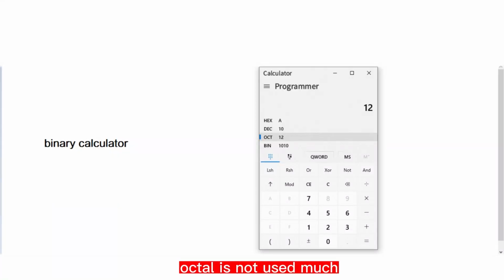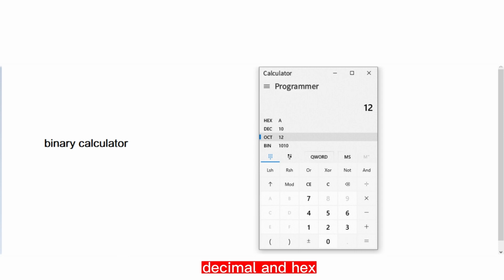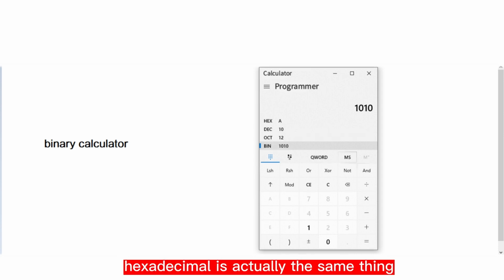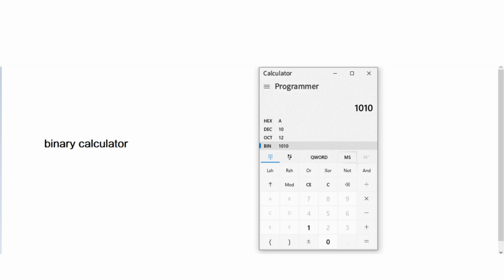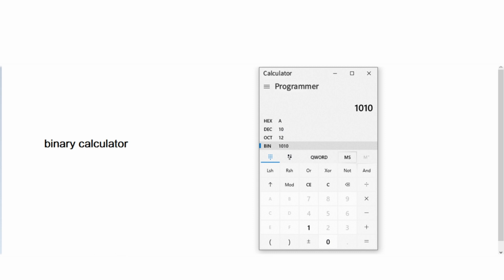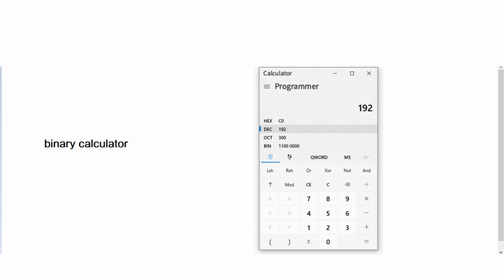Not used much. What we use most now is binary, decimal, and hex. Hexadecimal is actually the same thing. As far as the NA stage is concerned, the most important thing is the conversion between binary and decimal. If you usually write a decimal, you're not sure how much. You can check it here. For example, we write a 192.